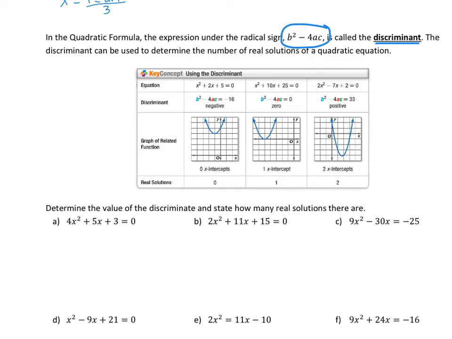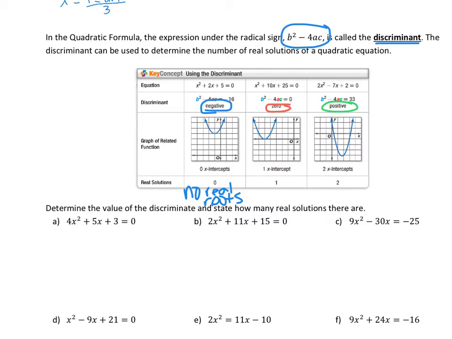So if our discriminant is negative, that means you have no real roots. And notice on the graph how it doesn't touch the x-axis. If you get 0 as your discriminant, that means it touches the x-axis at 1 point. Lastly, if you get any positive number, that means you have 2 solutions.